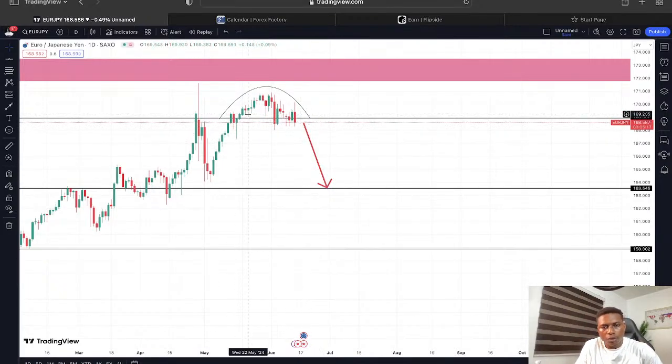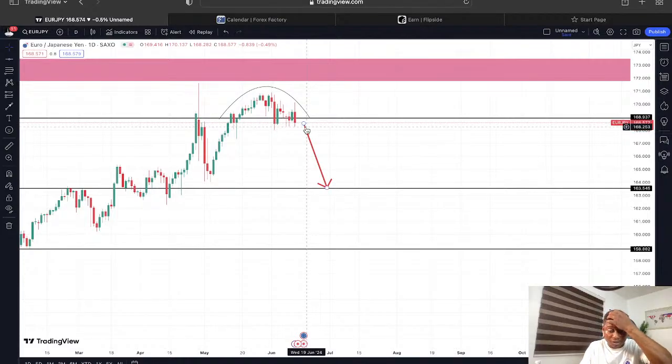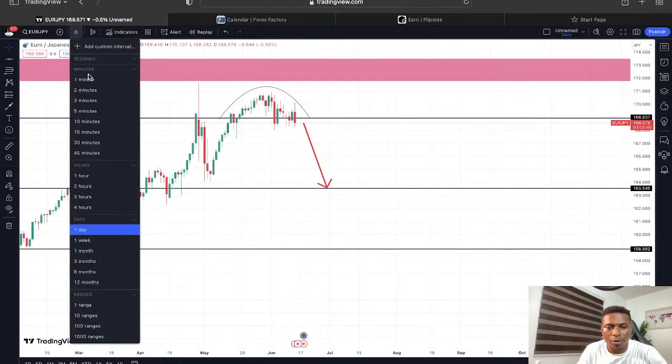So this is a good entry level. If you are looking to enter this trade, this is a good entry level. If you are a swing trader, you want to hold for as long as possible, so entering a sell here will be good. However, if you are an intraday trader, you only trade within 24 hours and then you want to close your trade. You don't want your trade to be open while you go to sleep. So we now go down to the 4 hour time frame.